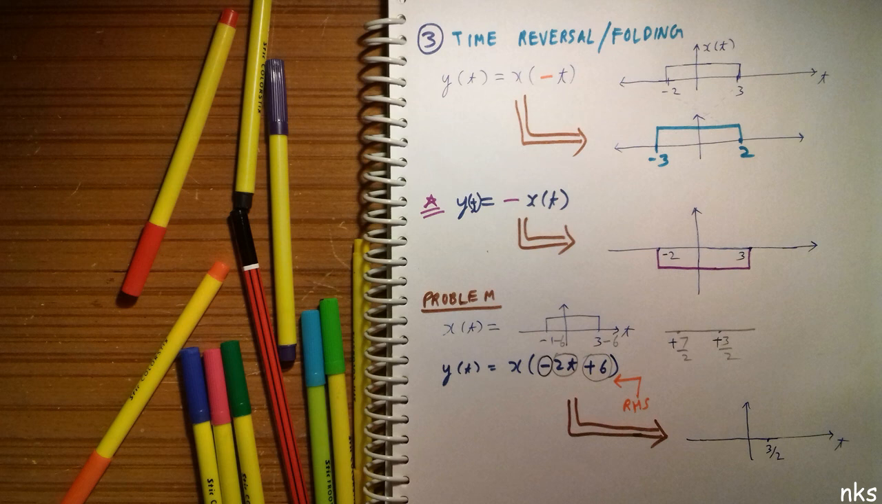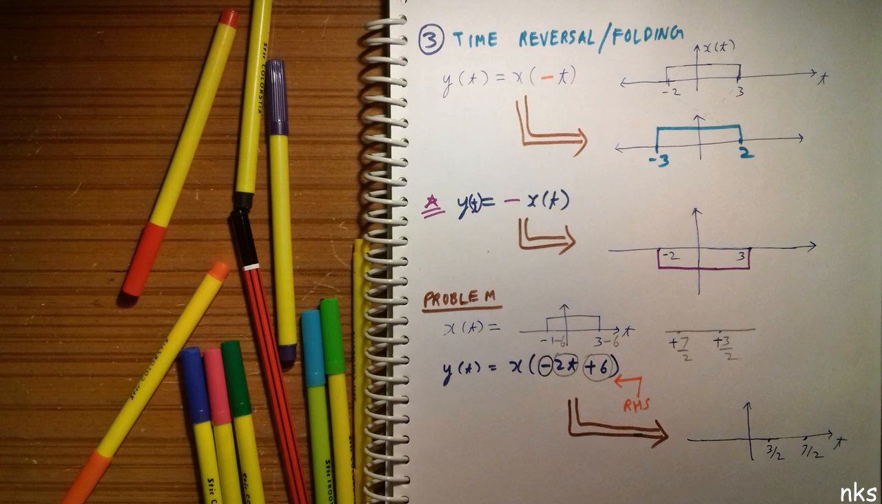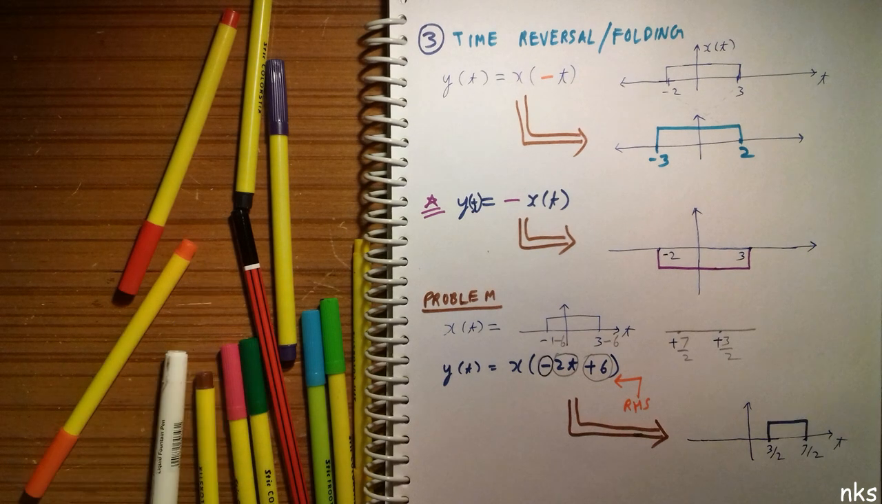So it will go to the right of the y-axis. So what will it become? 3.5. So what actually you have to do? You have to fold the signal. Like what is in the left will go to the right, and what is in the right will go to the left, and the signal will be as shown on the screen.